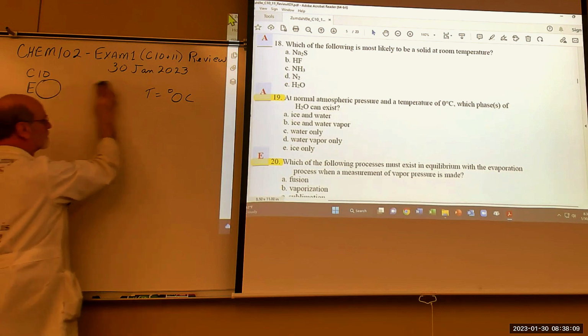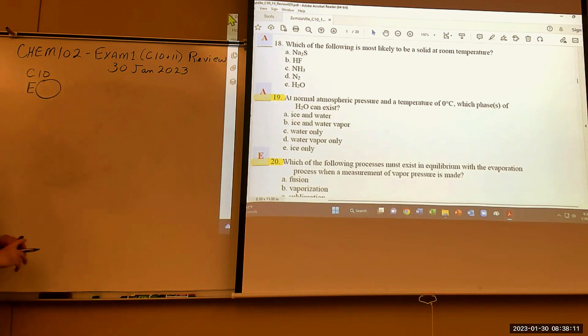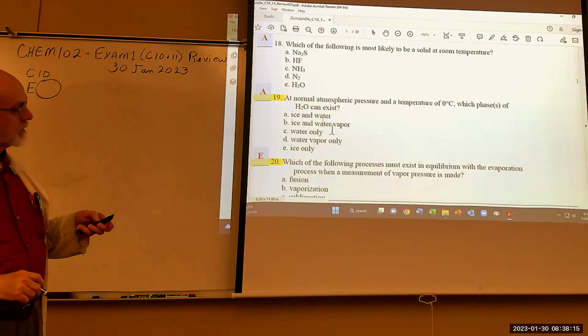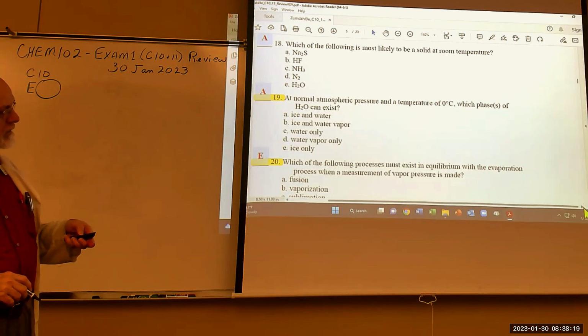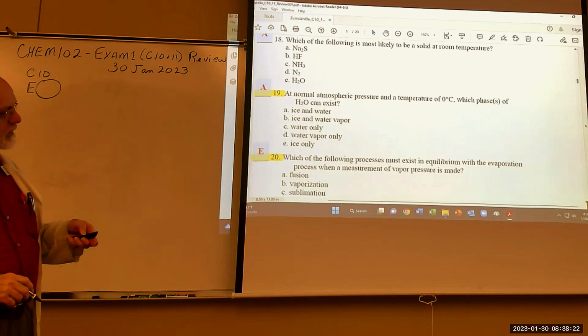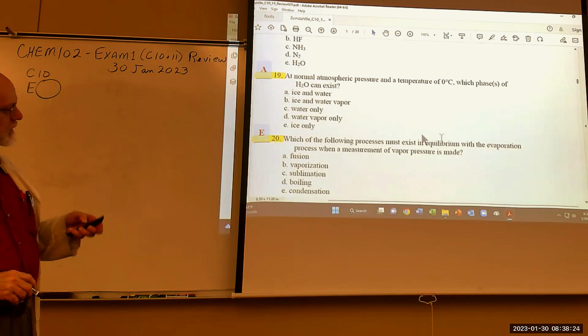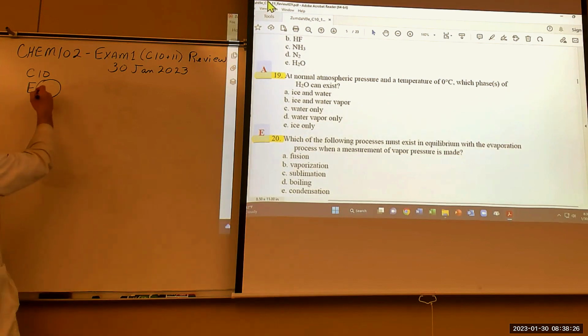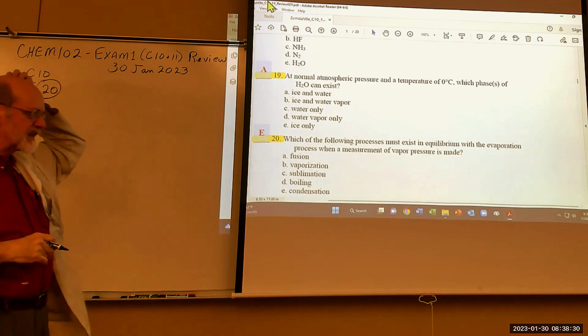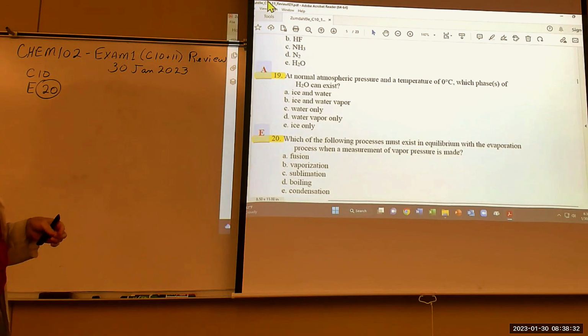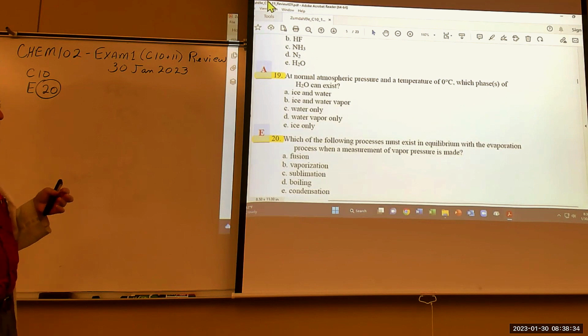Kind of a tricky question. 20. Okay, let's see here. Oops, there we go. There's 20. Which of the following processes must exist in equilibrium with the evaporation process when a measurement of vapor pressure is made?